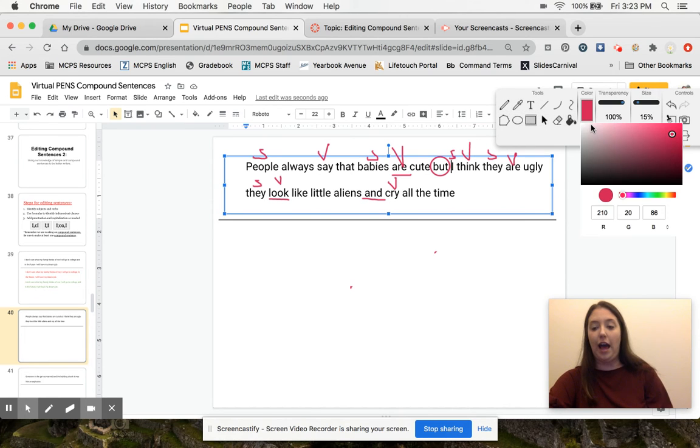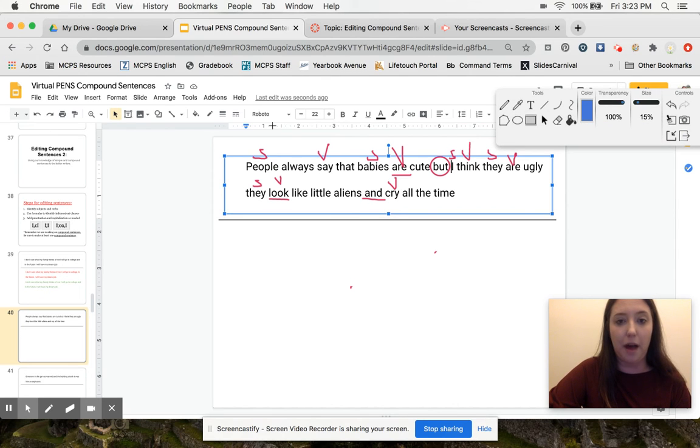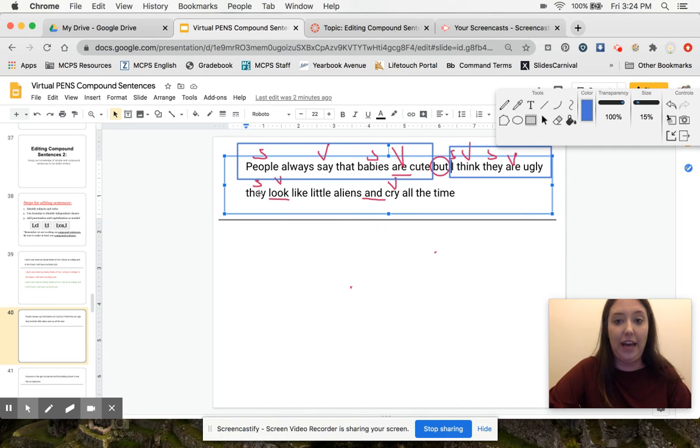So if I'm trying to figure out how many different independent clauses we have here, right? I'm going to put some boxes around them. So people always say, and you can see how that doesn't really sound finished by itself. People always say what? That babies are cute, right? So that's our first independent clause. But isn't part of it. That's the conjunction. I think they are ugly. That really seems to go together. And here we have SVV, which we know is an independent clause by itself. So again, we have 3 independent clauses here.